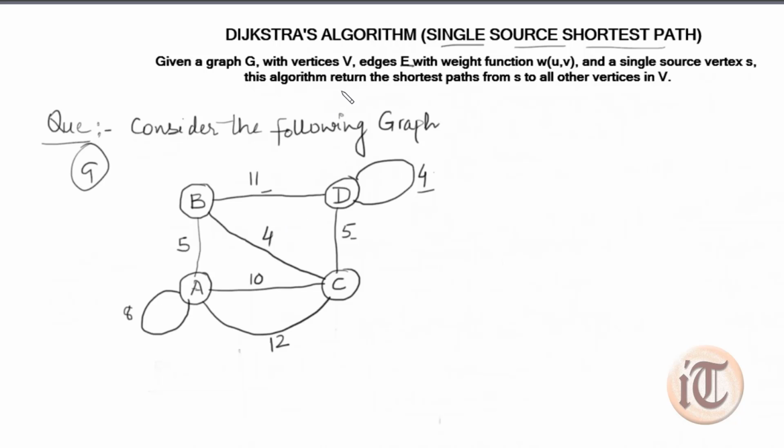So this algorithm in turn returns the shortest path from S to all the other vertices in V. So suppose my single source vertex is A, then this algorithm will return all the shortest paths that are available from A to B, A to C and A to D. Okay, that's why this is called a single source shortest path, because we have to identify the single source, and starting from this single source we have to identify all the reachable nodes with the shortest path value.